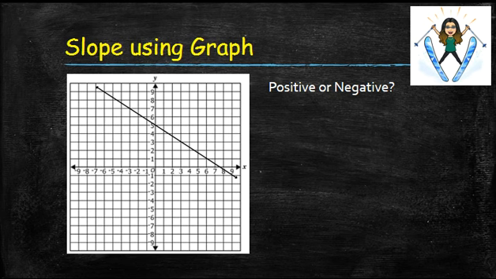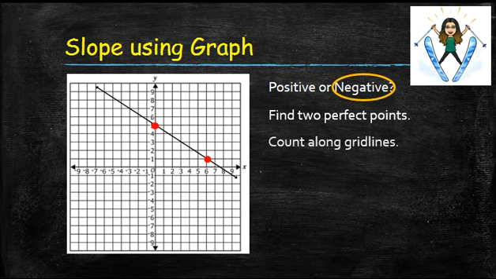Finding slope using the graph, the first thing we do is figure out if it's positive or negative. Left to right, it's going down. And if this is my bank account, going down is bad, that's negative. Next step is to find two perfect points. Looks like we've got one here at (0, 5) and another here at (6, 1).